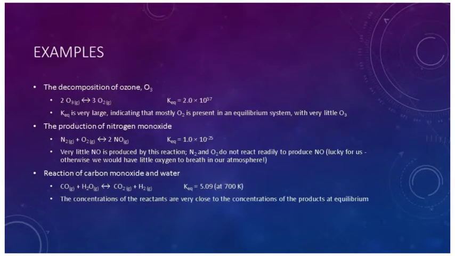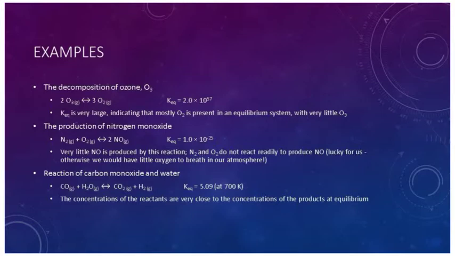So some examples of that. The decomposition of ozone, so O3. 2O3 gives us 3 oxygen gas. The K equilibrium is 2 times 10 to the power of 57. So that would be 2 followed by 57 zeros. This is a very large number that indicates that mostly oxygen gas is present at the equilibrium state and very little ozone gas.